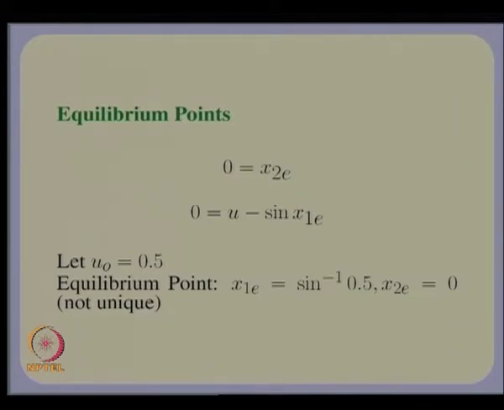This is of course, the equilibrium points are not unique. For example, x1e could also be pi minus that, that is 180 minus 30 degrees. That is also an equilibrium point. So, remember that in nonlinear systems there may be more than one equilibrium point. Let us say the equilibrium point corresponding to sine inverse 0.5 equal to 30 degrees and x2e equal to 0 is the equilibrium point of our interest. So, the equilibrium point of our interest is 30 degrees and 0. Let us say, suppose this is our equilibrium point of interest.